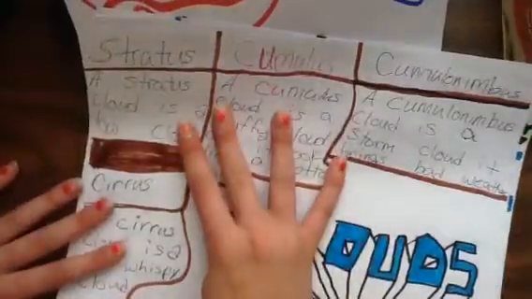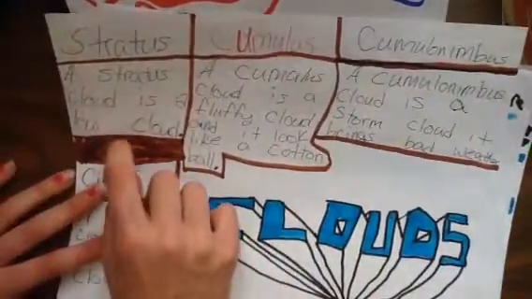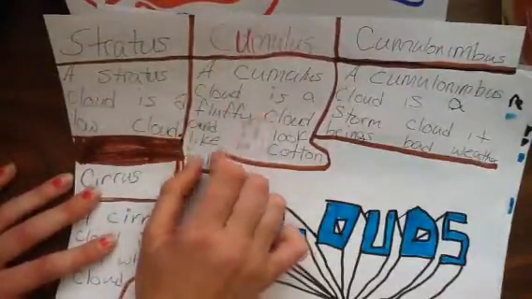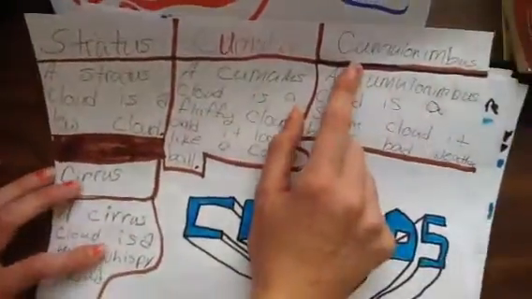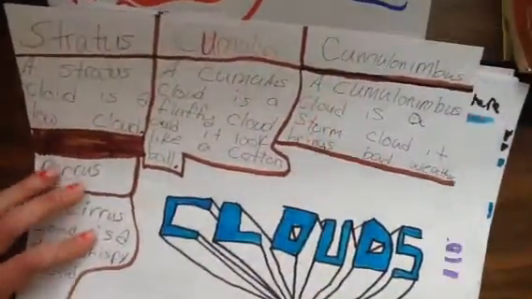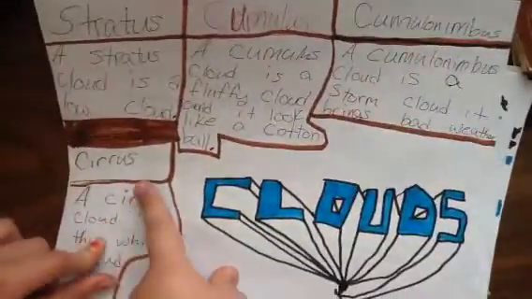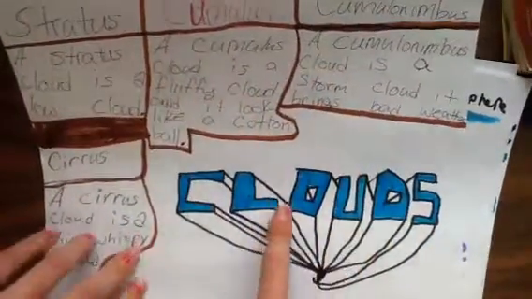These are 4 different types of clouds. There's a stratus cloud. A stratus cloud is a low cloud. Cumulus. A cumulus cloud is a fluffy cloud. It looks like a cotton ball. A cumulonimbus cloud is a storm cloud, it brings bad weather. A cirrus cloud is a thin, wispy cloud. And those are 4 different types of clouds.